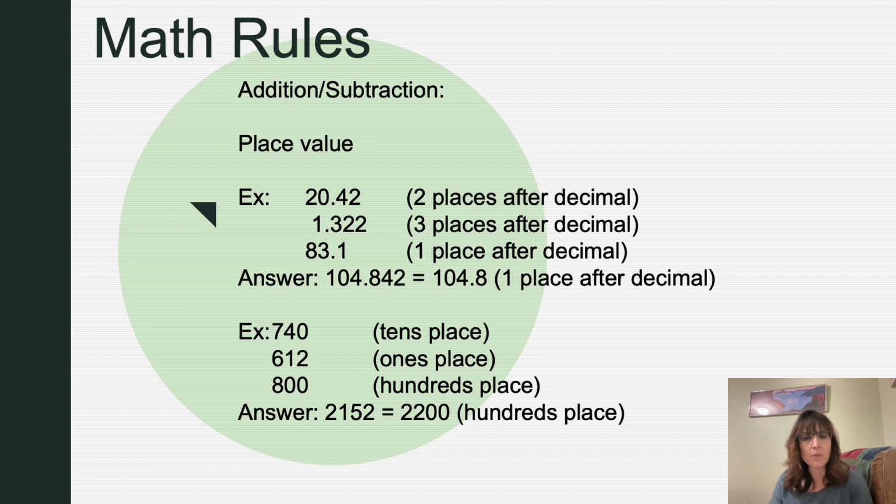Now look at the next example. This one's a little trickier. 740 rounds to the tens place, 612 goes to the ones place, but 800 goes to the hundreds place. Your least accurate number is the hundreds place. 800's not that exact. It could be 778.96, and that would round to 800. So when you add all those up, you get 2,152, but we will round it to the hundreds place. It's 2,200 and not 2,100 because the 5 makes the 1 round up.